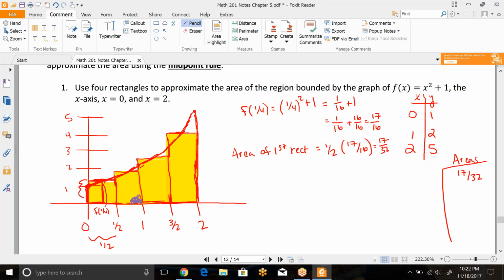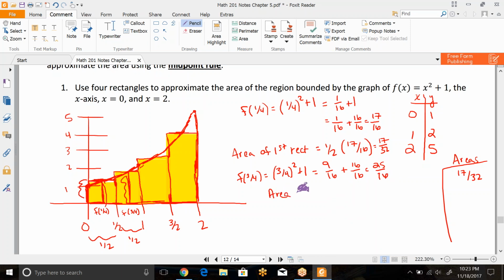Okay, let's find the second one. So we would want to find the height of this rectangle, which actually ends up being halfway. So that is f of 3/4 is what we're going to want to find to figure out the length of this. And this is still 1/2 for the dimension down here. So f of 3/4 is 3/4 squared plus 1, which is 9/16. I already know 1 is 16 over 16. So this is 25 over 16.